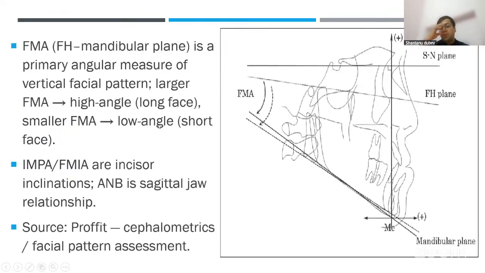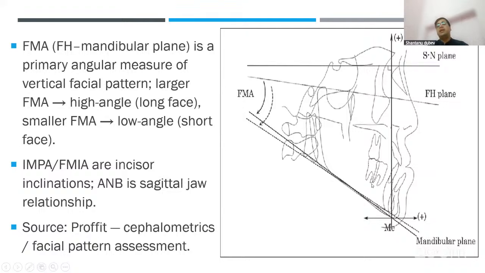Now, what is FMA? We understand that FMA is required in Tweed's analysis. In Tweed's, we are considering three angulations basically: FMA, IMPA, and FMIA. FMA is the angulation between the Frankfurt horizontal plane and the mandibular plane. For Tweed's, I hope you remember we told you in the previous videos, T for Tweed, T for tangent, so it is tangent to the lower border of the mandible. The angulation between the two tells us the vertical profile.